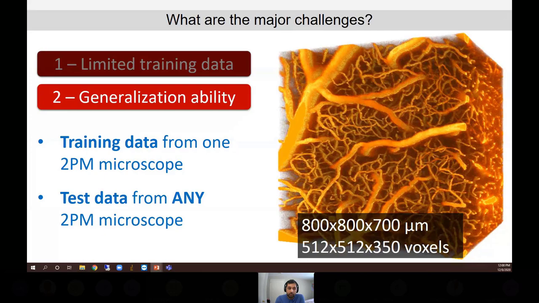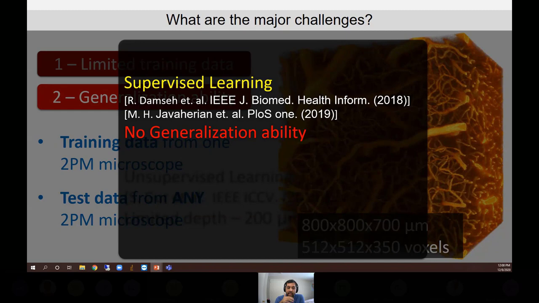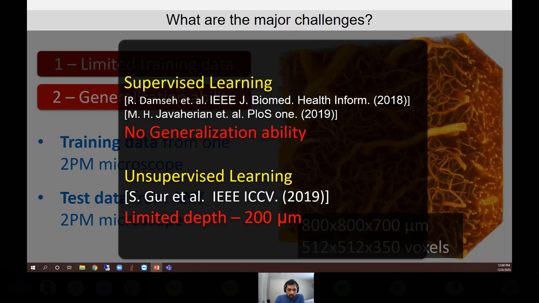And when we started this work, no supervised learning method had been able to demonstrate generalizability. They performed testing and training only on data from the same microscope. And it is well known that generalizing to various imaging setups is very challenging. The unsupervised work, which I talked about, does demonstrate generalizability because it's not tied to a particular imaging setup for training data, but they demonstrate limited imaging depth.